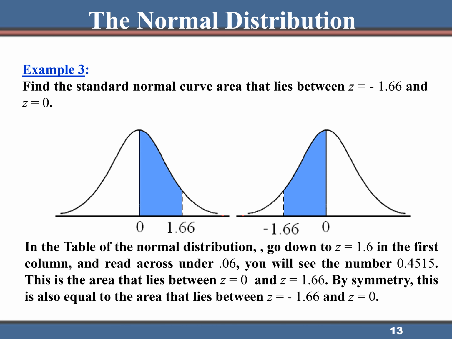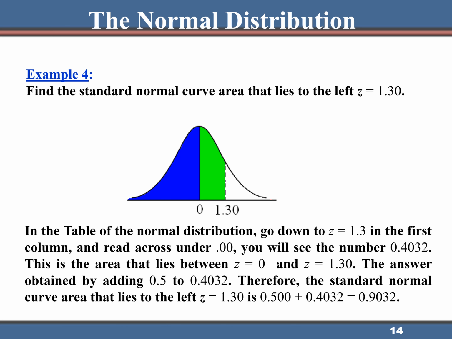Table 1 does not contain negative values for z, but we can use symmetry to help us find probabilities associated with negative values of z. In this example, we see that the area under the normal curve from negative 1.66 to 0 is the same as the area under the normal curve from 0 to positive 1.66. This latter area can be found in Table 1 to be 0.4515.